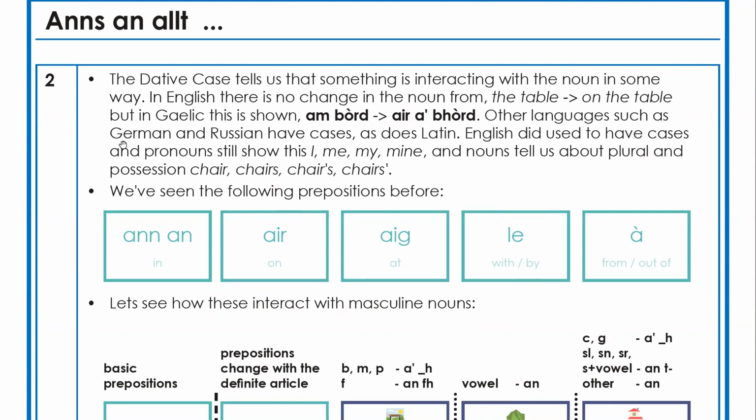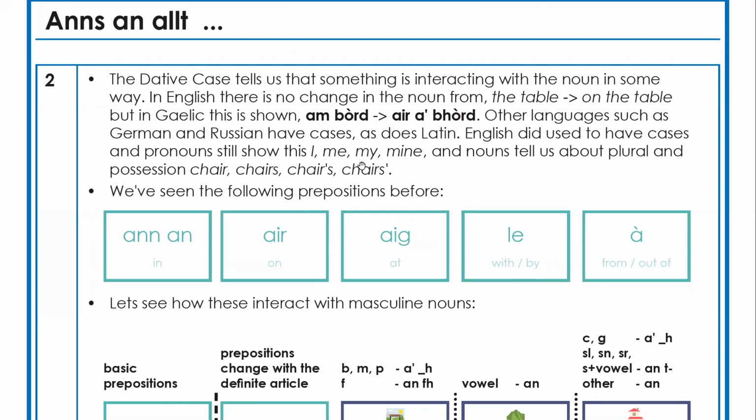Other languages such as German and Russian, and as I mentioned, Hungarian and Polish and various languages have cases, as does or did Latin. English did used to have cases in certain contexts. I'm not an expert on the development of the English language, but I believe this is still shown in the various pronouns we have: I, me, my, mine, how they change. And nouns in English also tell us about plural and possession.